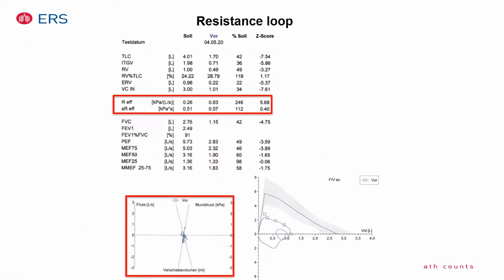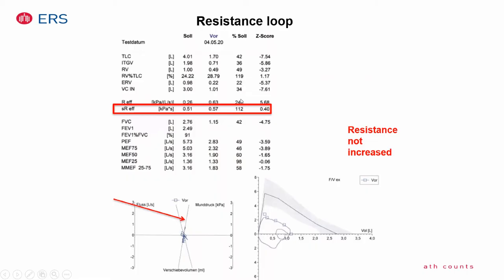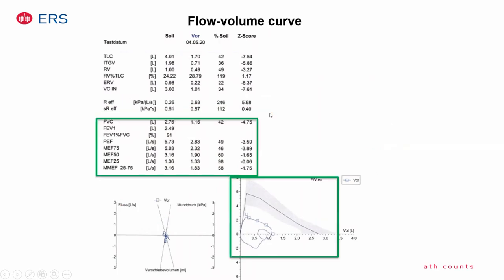If you look at the specific resistance curve here, then you have a very steep curve with normal values. The specific resistance is 112% predicted, which is a normal z-score. So the resistance is not increased. This is not an obstructive problem. And if you finally look at the flow volume curve in this child, you see already that the curve is very small. It should be out here, but it's very small because the volume that has been mobilized is small. Therefore, all the values will also be quite small.